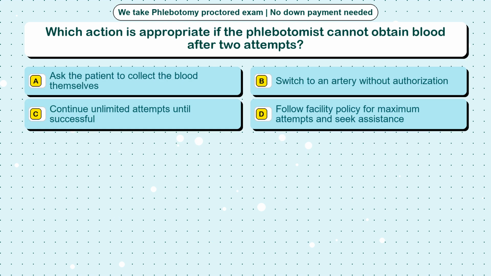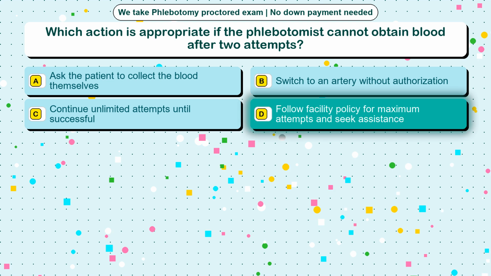Question 13. Which action is appropriate if the phlebotomist cannot obtain blood after 2 attempts? Option A. Ask the patient to collect the blood themselves. Option B. Switch to an artery without authorization. Option C. Continue unlimited attempts until successful. Option D. Follow facility policy for maximum attempts and seek assistance. The correct answer is option D.